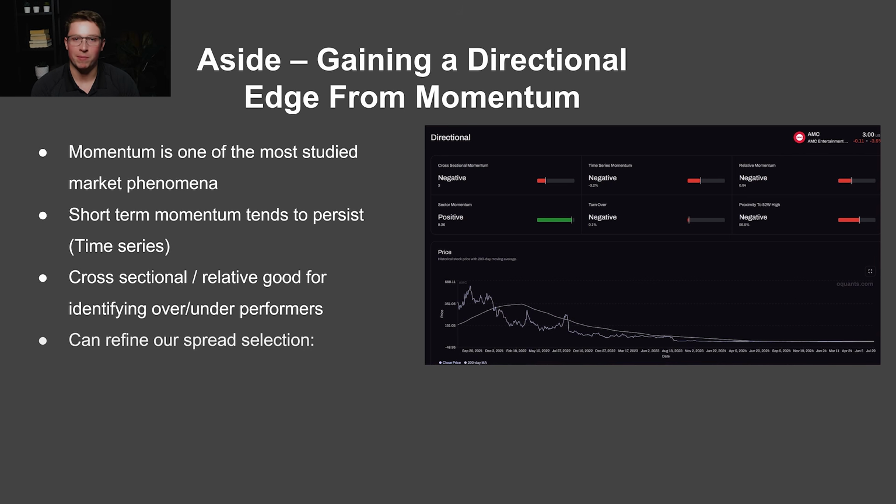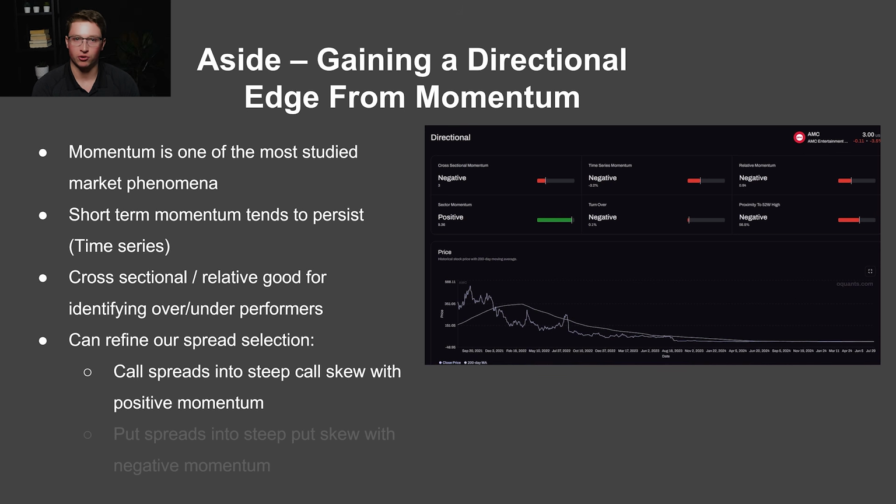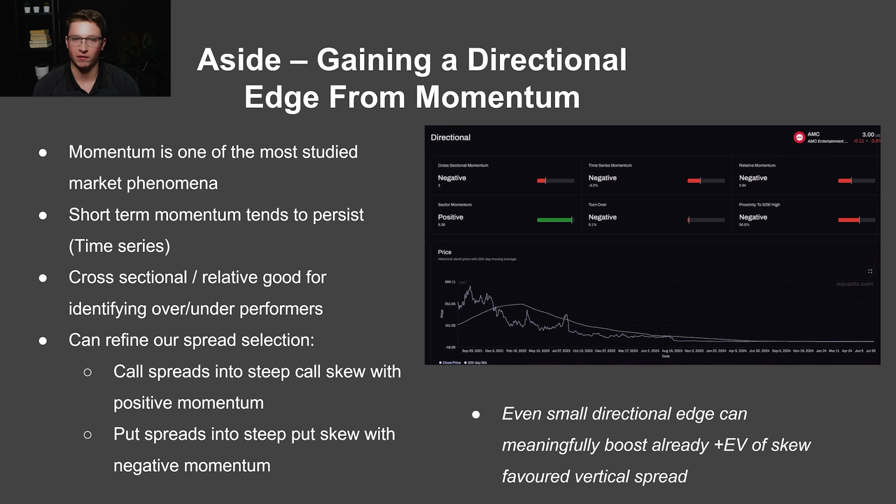By incorporating these momentum signals, we can refine our spread selection. This boils down to favoring bullish verticals when momentum is strong and there is strong call skew, and favoring bearish verticals when momentum is weak or negative and there is put skew. Even a small directional edge can meaningfully boost the already positive expectancy of a skew-favored vertical spread.